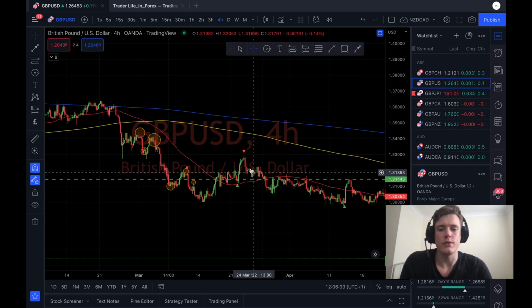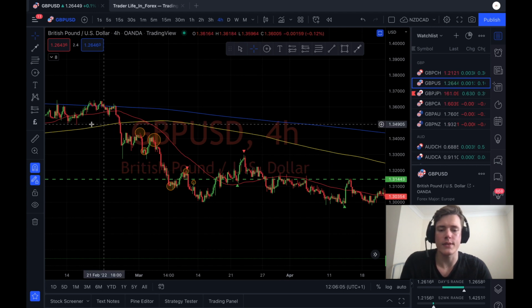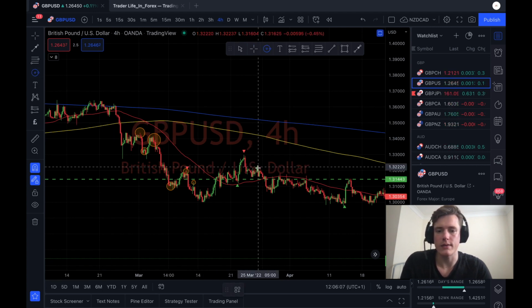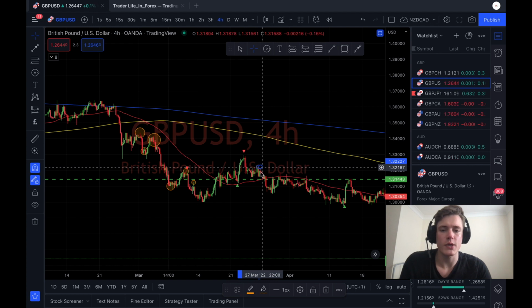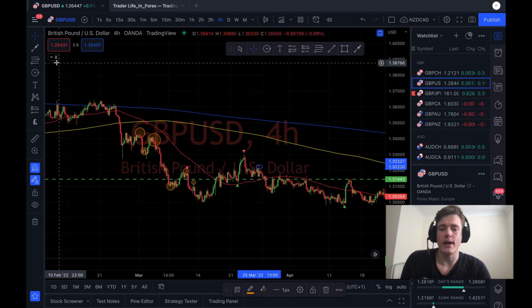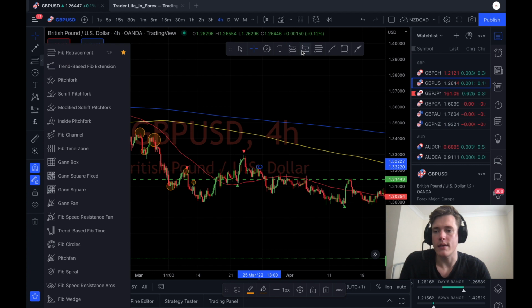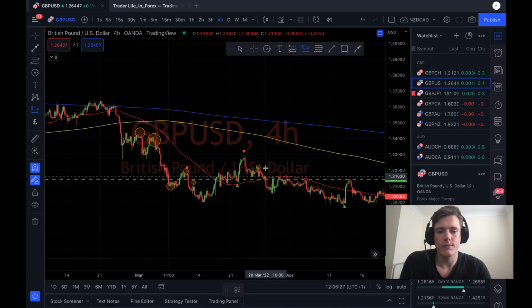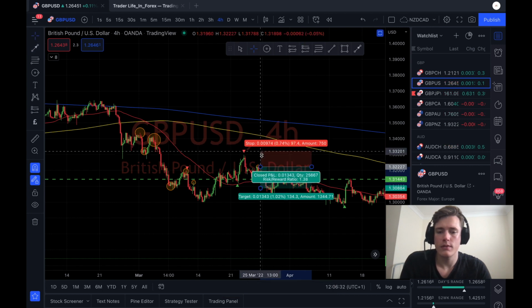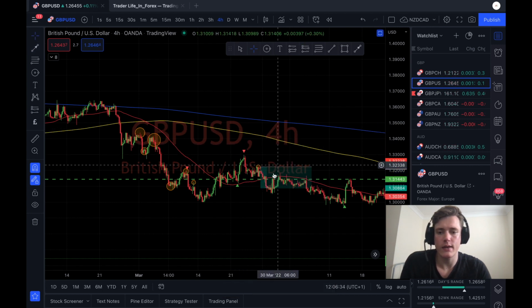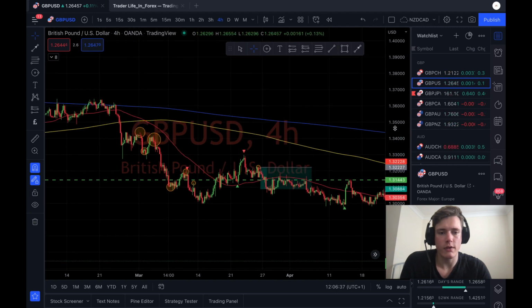However, we do have this pullback here, and this is the price where we would have wanted to get in. Once we see that rejection, you can see this level is acting as resistance. Price attempted to push up past it and was rejected back into it, and even attempted again at a retest. So this is another trade that we would have wanted to take. We would have had our entry roughly here, with our stop loss very, very tight.